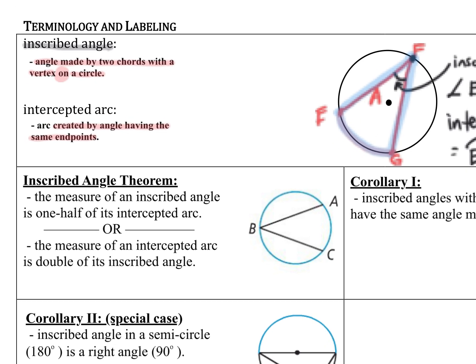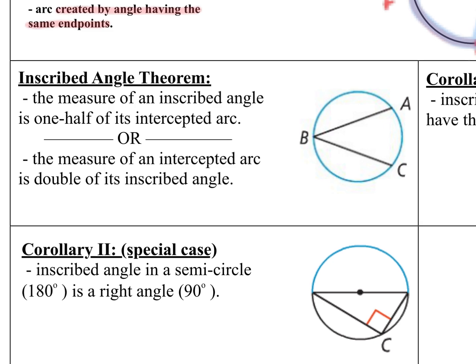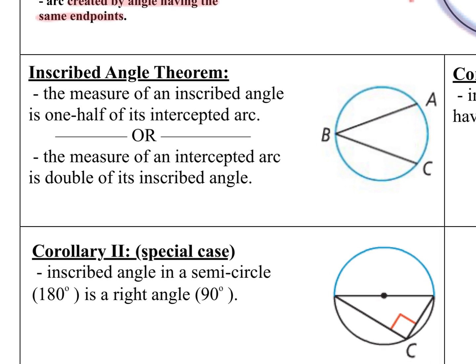Let's look at the inscribed angle theorem. The very first one that I would like you to memorize is this: the measure of an inscribed angle is one half of its intercepted arc. Keyword, one half of its intercepted arc. Let's look at this example. The measure of angle ABC is equal to one half of the intercepted arc AC.